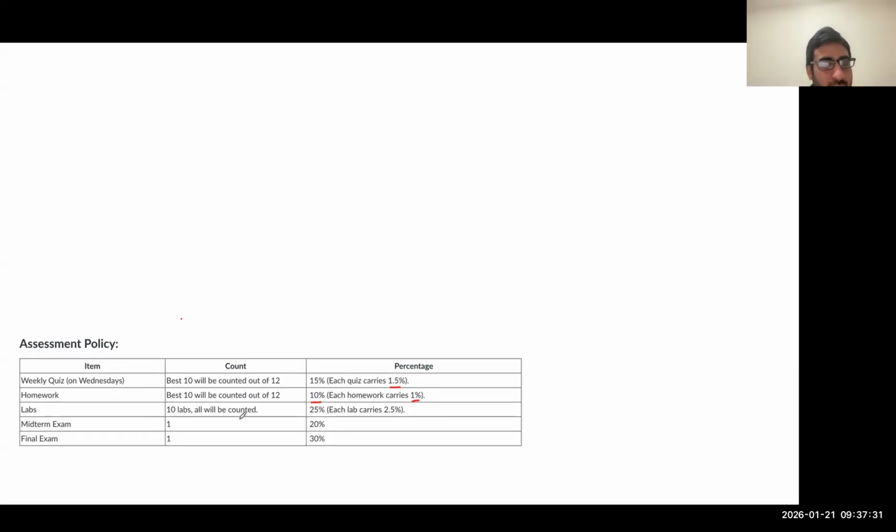Labs: there will be 10 labs, and all of them will be counted, so there is no flexibility. The weightage assigned to labs is 25%, which means each lab carries 2.5% weightage of the total score. One midterm exam, one final exam. The midterm has 20% weightage and the final exam has 30% weightage. Any questions here?